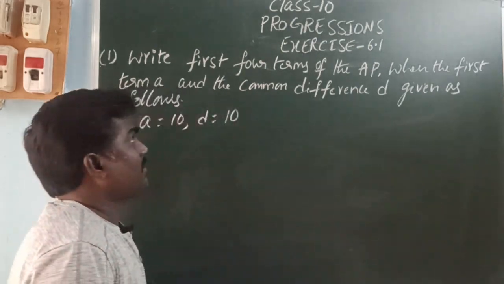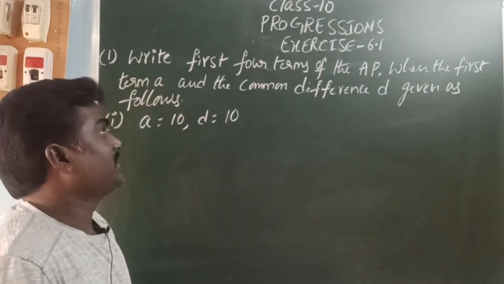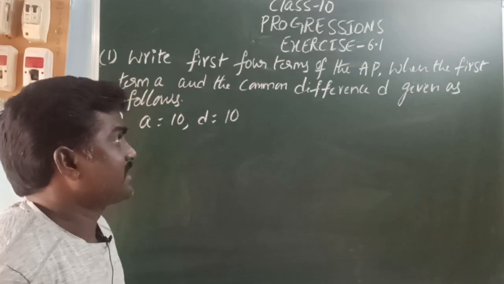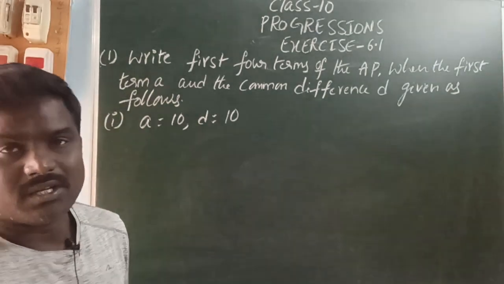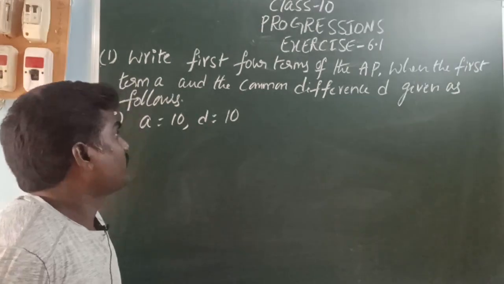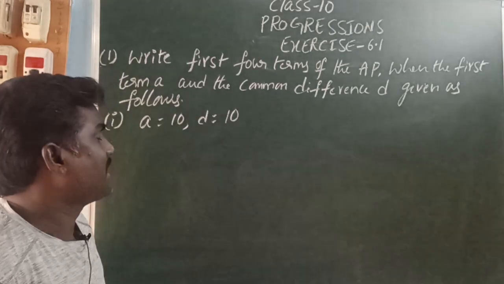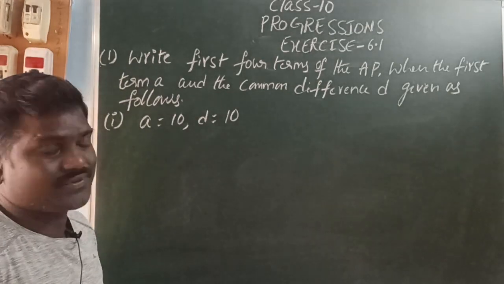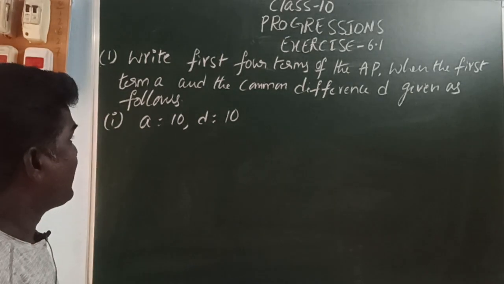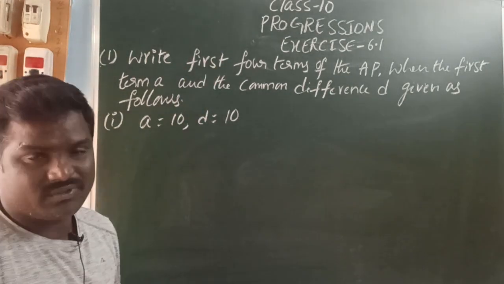Today I am going to explain class 10th progressions exercise 6.1. First one: write the first four terms of the AP when the first term A and the common difference D are given as follows. Here they are asking to write the first four terms of the AP.